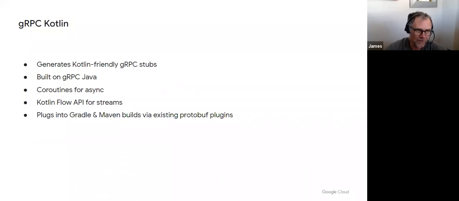To use gRPC Kotlin, we are going to plug into a Maven or Gradle build using the existing protobuf plugins. If you were doing Java with gRPC, it's going to look very similar, and we'll see that in a little bit, just with the Kotlin pieces built on top. And all this is available today in Maven Central as version 0.1.1.